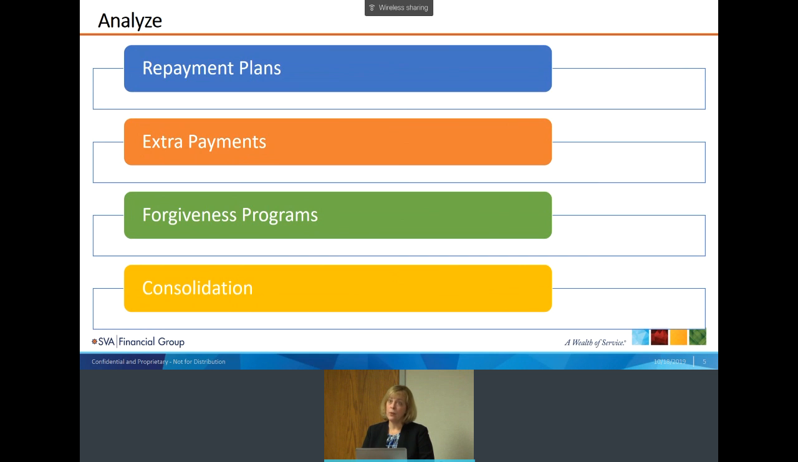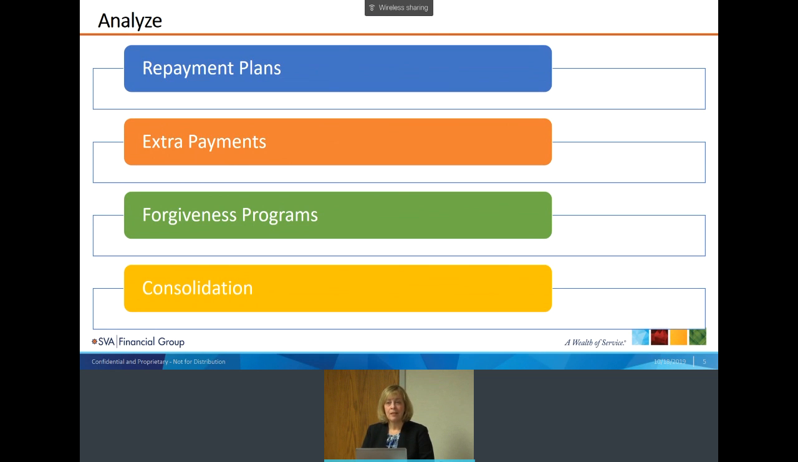The payment, though, when you make it, should be allocated and indicated to your service provider that it is an extra payment towards principal. Very important to make sure it all goes to principal to most effectively get your loans paid off as quickly as possible.